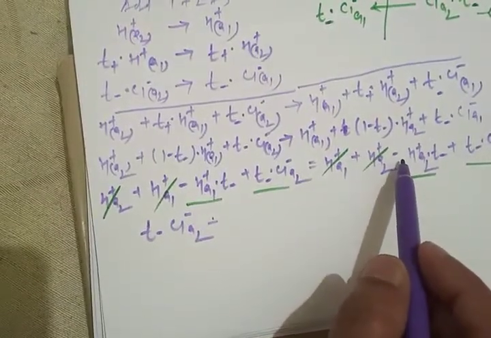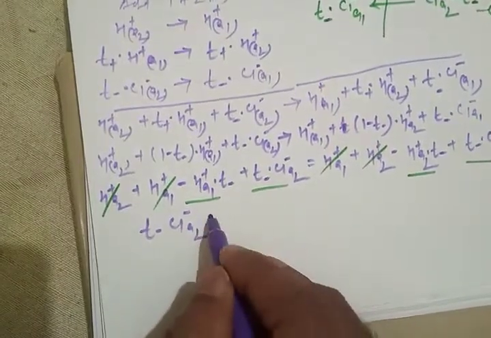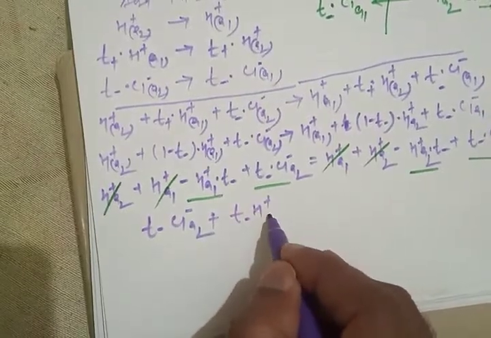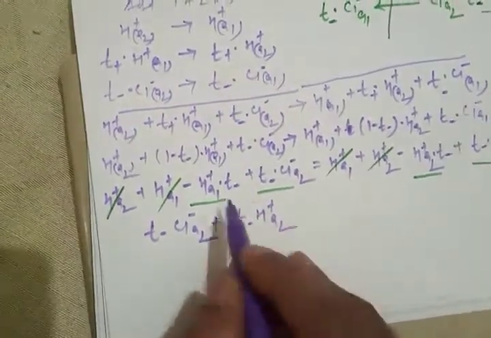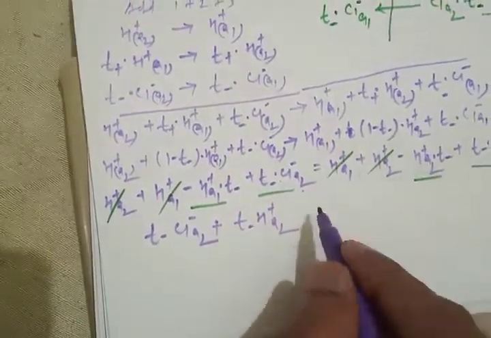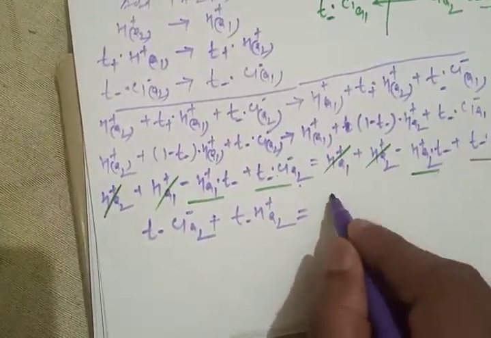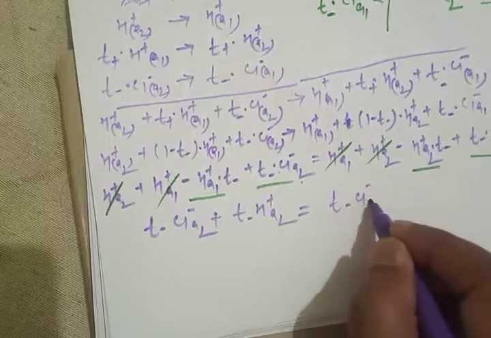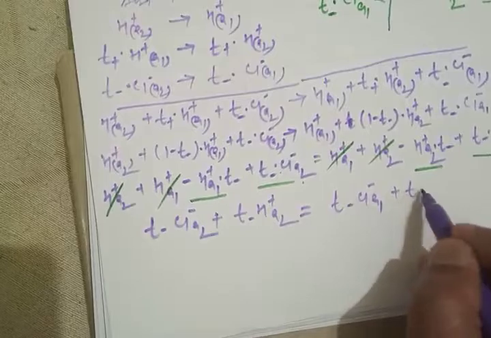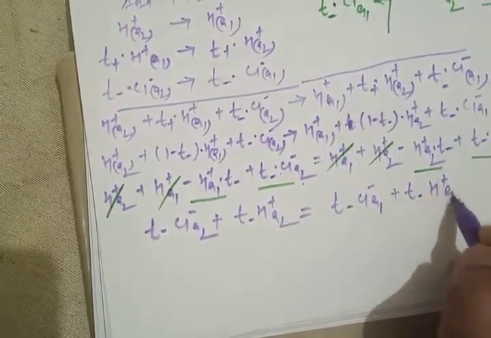This is T minus. H plus A2, both have the same concentration. This is A2, this is A2, this is Cl minus and this is H plus. Then on this side we have T minus Cl minus A1, and this comes to this side, so this will be T minus and H plus A1.